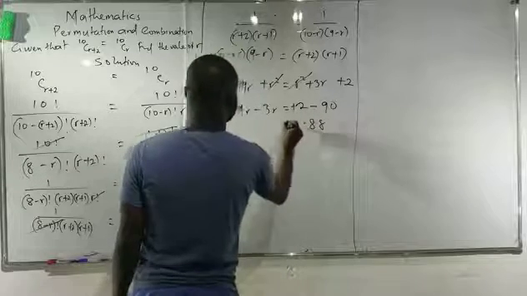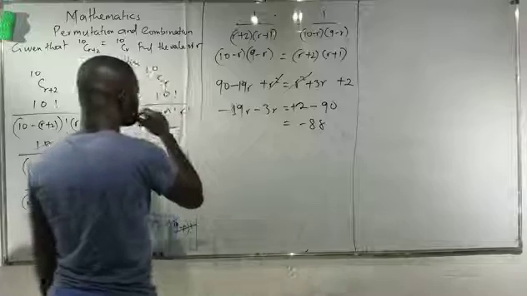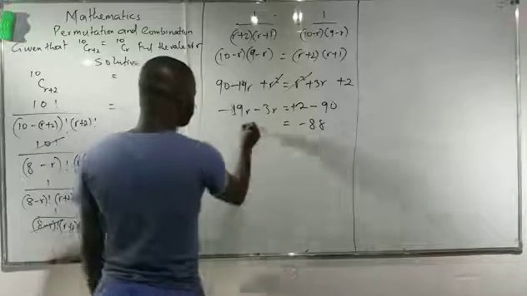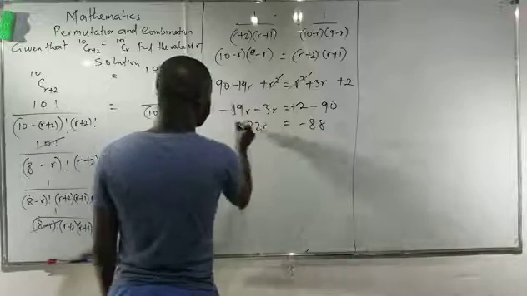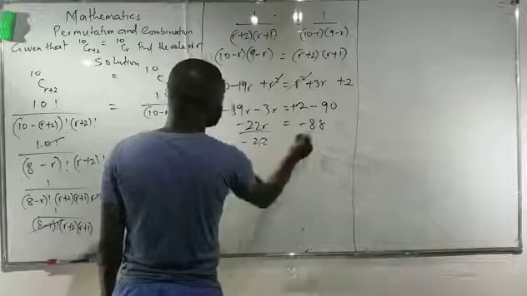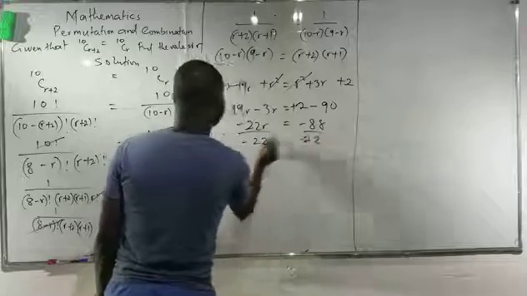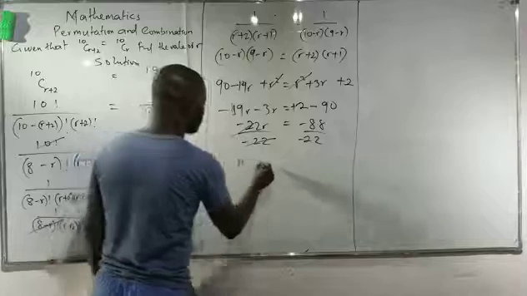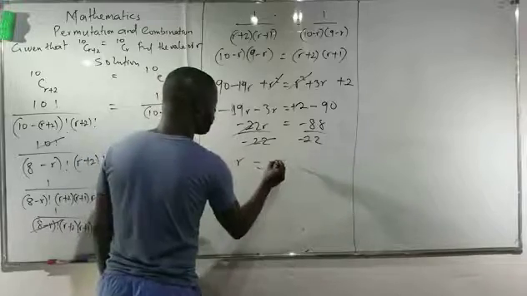That will be minus 22, so 22r in minus. Divide this by 22, by 22 in minus. This will cancel this, and my r will be equals to 4.